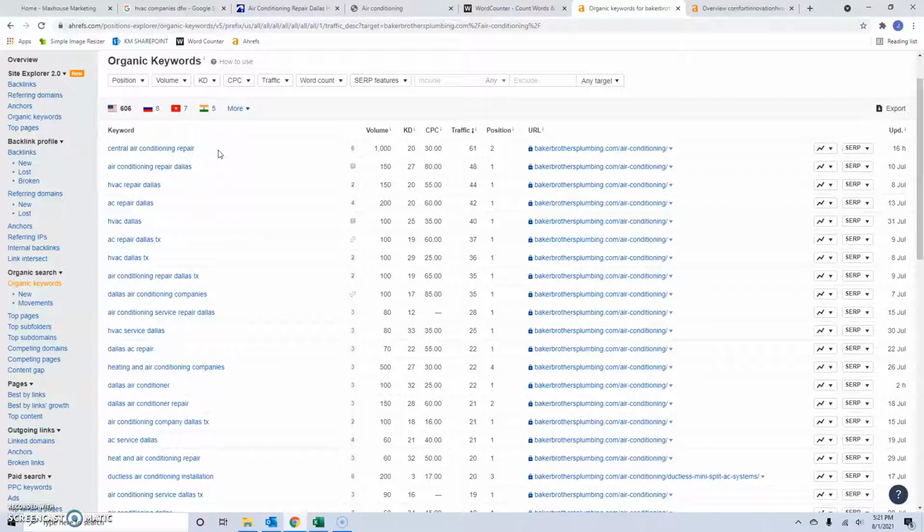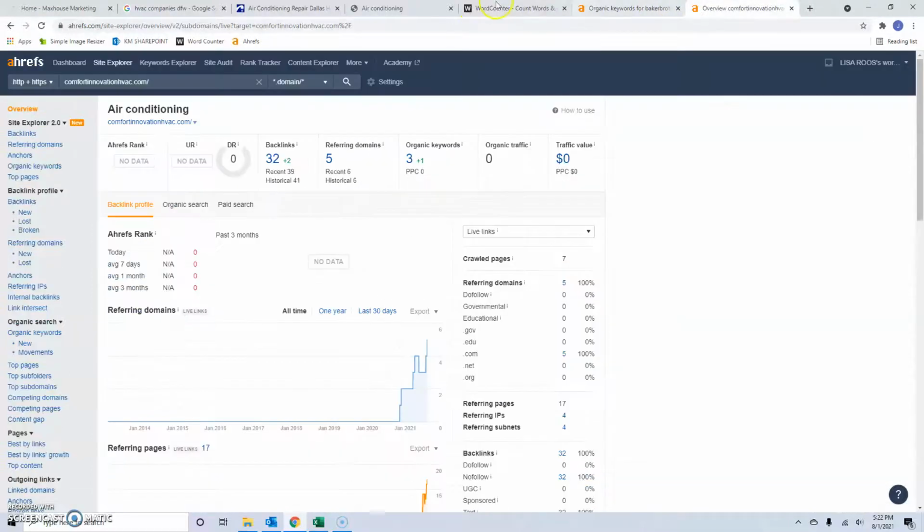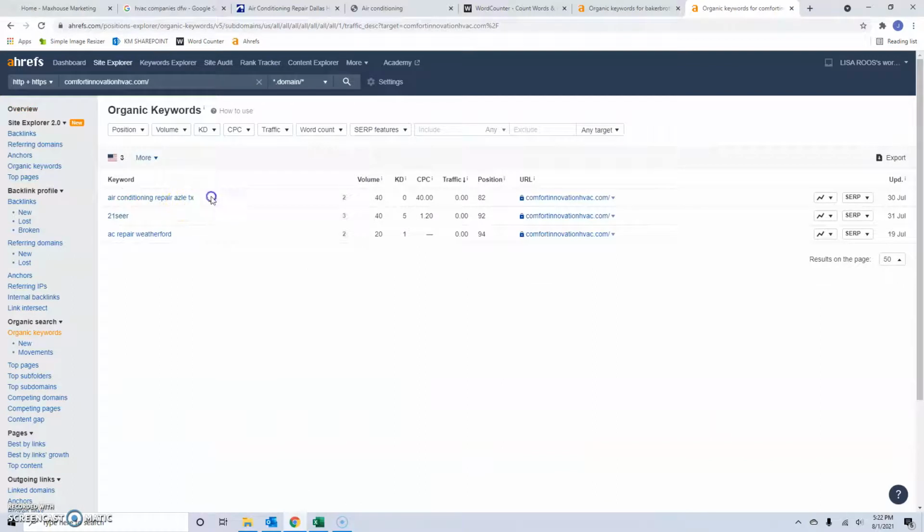So we want to stick to the ones with the locations attached and your local keywords. That's going to bring you people who are searching for that service within that area and are looking to purchase and pay for it. So I'm going to go ahead and look. You have 3 organic keywords. Let's see what you have. So you have air conditioning repair Azle, Texas, and AC repair Weatherford. So there's so much more we could do there. You're missing out on so many areas you could target and be bringing in that service for.